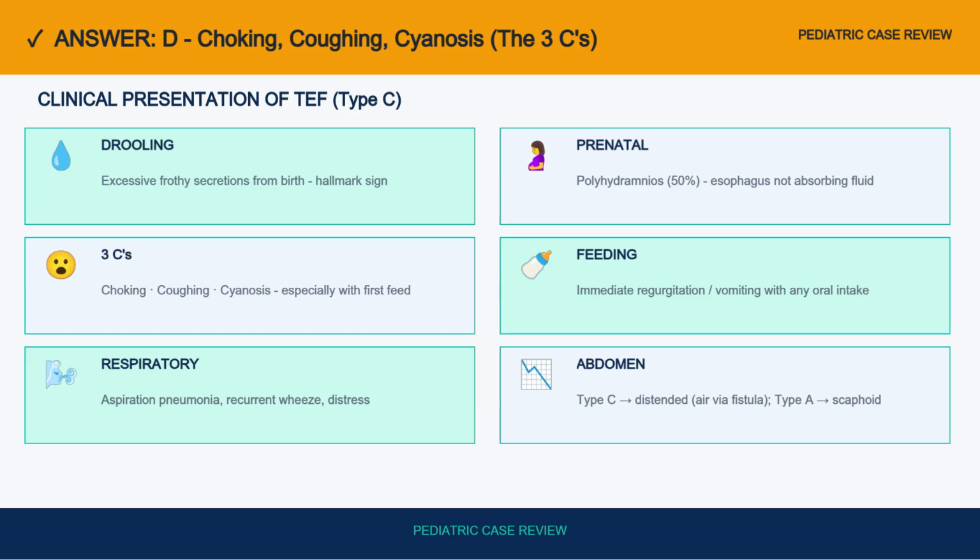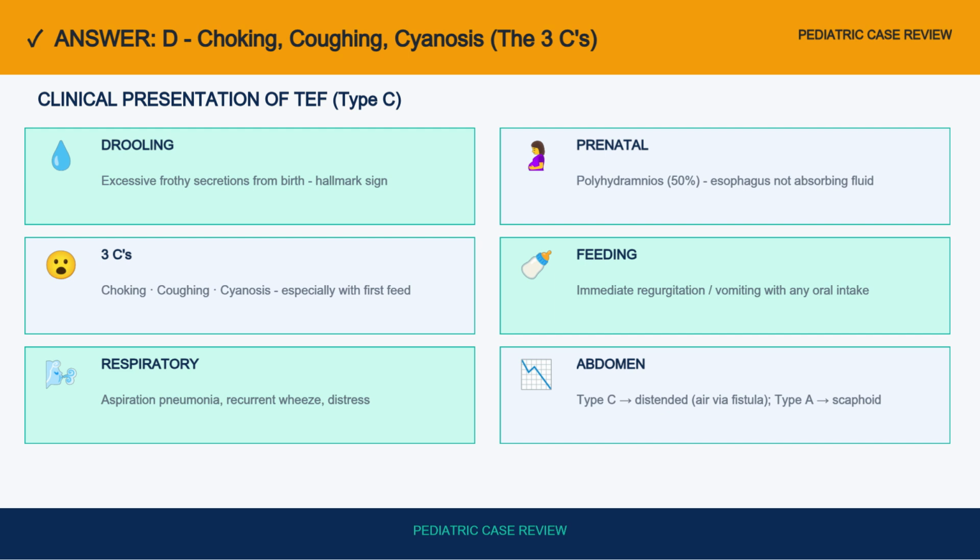The correct answer is option D, choking, coughing, and cyanosis. These are the 3 classic C's of tracheoesophageal fistula, and they typically appear with the very first feed. Additionally, you will notice excessive frothy oral secretions from birth, which is a hallmark sign. Prenatally, polyhydramnios occurs in about 50% of cases because the fetus cannot swallow and absorb amniotic fluid normally.